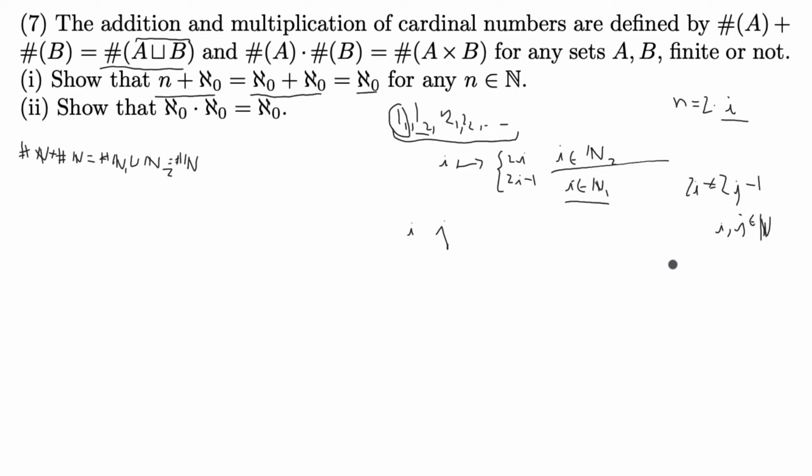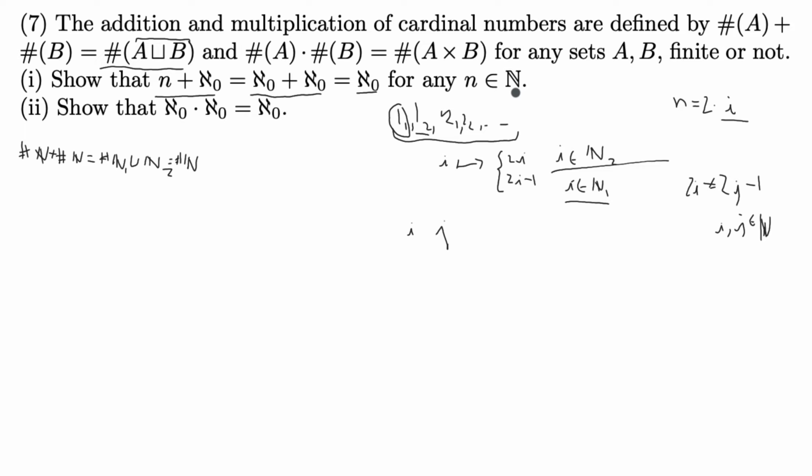Therefore, we have shown that this is a surjective and injective function, therefore it's a bijection, and for a bijection we have the equality that aleph null plus aleph null is equal to aleph null. For any n in the natural numbers, it doesn't matter, since we're not taking n from the natural numbers.